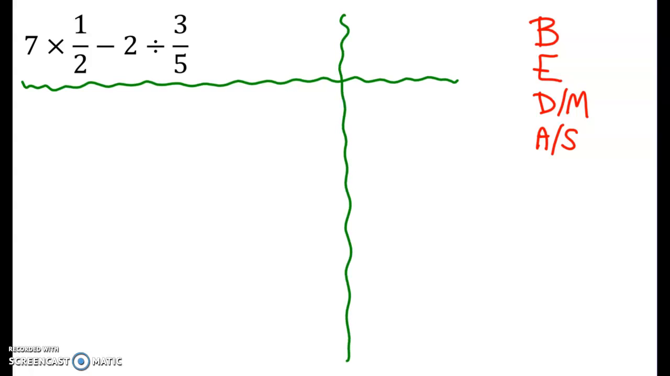Okay, first step, we are going to look for brackets. There are none. There also are no exponents, so no B, no E. So we move on to multiplication and division. And we know that we do these operations from left to right. So we're going to start here with this multiplication. 7 multiplied by 1, numerator times numerator is 7, over denominator times denominator was 2. Remember that even though it's not written, we know that 7 is written or is over 1. That's the fraction.